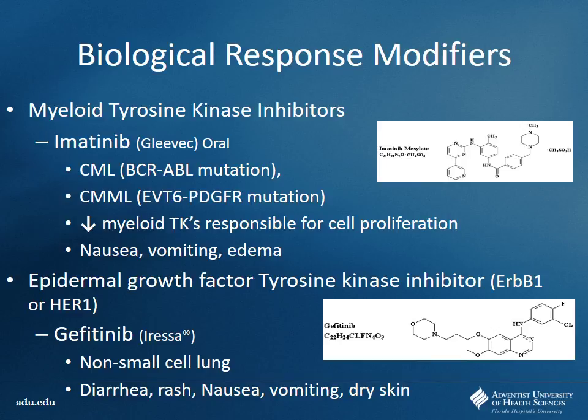Again, looking at the side effects, much better tolerated. Maybe some nausea, vomiting, maybe some edema, but you don't see the same kind of alopecia, myelosuppression. It's going to be much better tolerated. Another good example would be one that affects the epidermal growth factor tyrosine kinase receptor, and this can be gefitinib. You can use this one for things like non-small cell lung cancer. And again, note very limited side effects, maybe some dry skin, some nausea, vomiting, but very well tolerated for the most part.